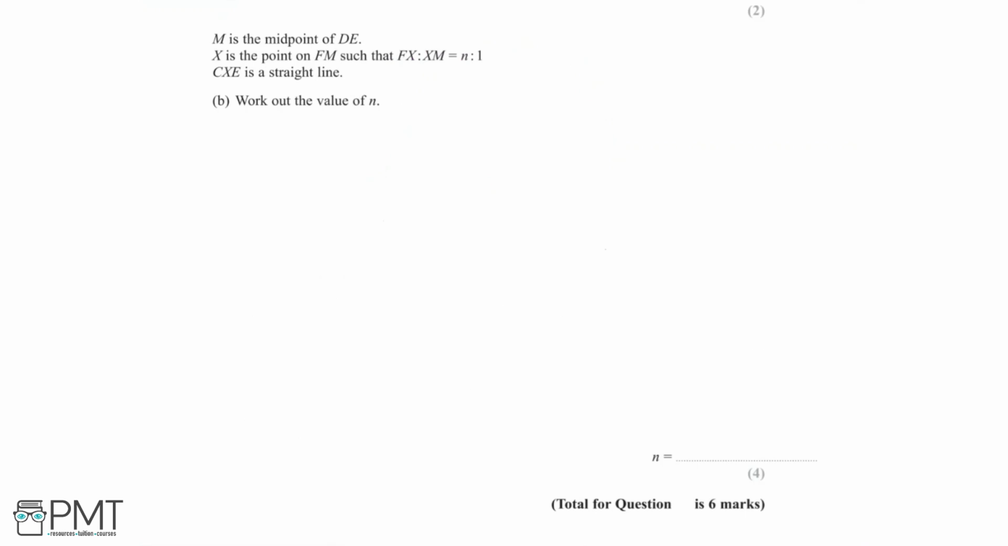Now we're told that M is the midpoint of DE, and X is the point on the line FM, such that the ratio FX to XM is equal to n to 1. We're also told that CXE is a straight line. And in part B, we need to work out the value of n. Let's start by finding the value of the vector FM. And we can use our diagram to help us.